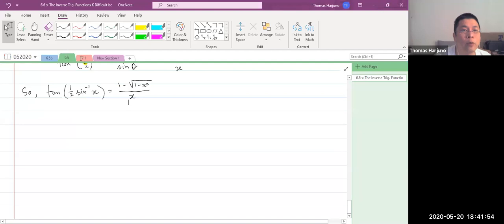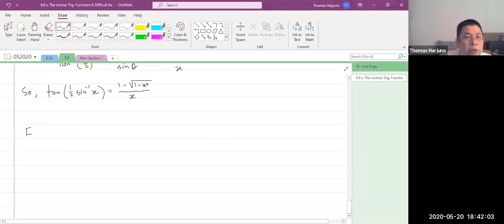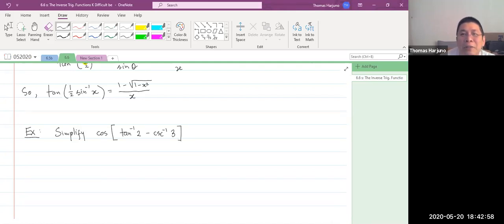Last question. I was planning to do 7.1, but because of the time, I don't think I can go that far. So let me do one last question, similar to my style. Simplify, or express in terms of x, cosine of tangent inverse of 2 minus cosecant inverse of, let's say, 3. Thomas says he never sees this. Trust me, the question you see in your test, you never see before.